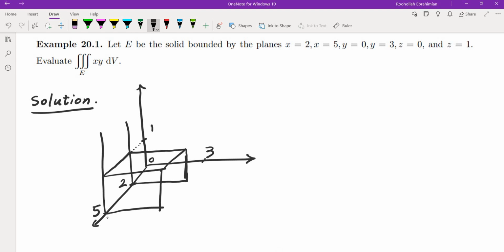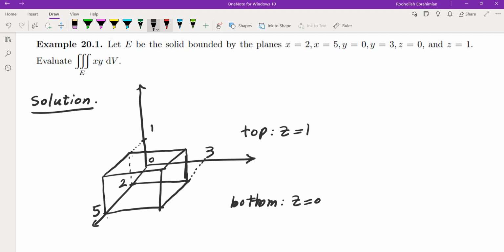We also need to draw the projection of this onto the xy plane. So let's see. What is the top of this solid? Well, the top of this solid is z equals 1. And what is the bottom of this solid? The bottom of the solid is z equals 0. So this is the bottom, which is also the projection onto the xy plane. So this is our region R.